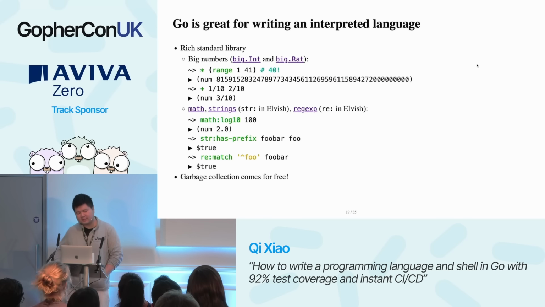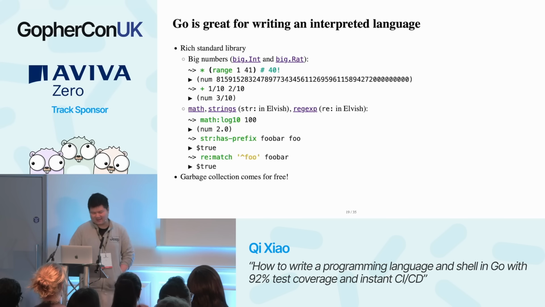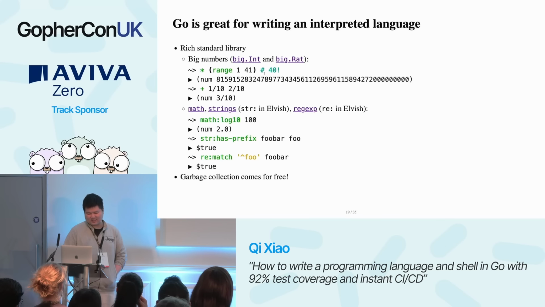And Go also turned out to be actually a pretty great language for writing an interpreted language. One thing I get for free from writing in Go is big numbers. It has the math/big library, so it has big integers and big rational numbers. Big rat, that sounds very funny. So in Elvish, you can just calculate 40 factorial and not worry about overflows.